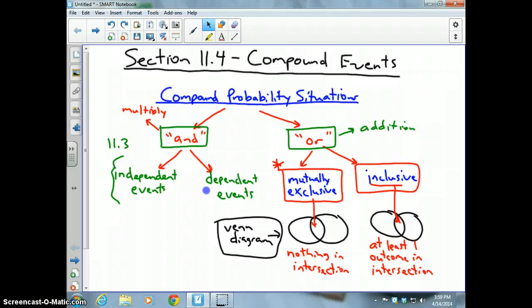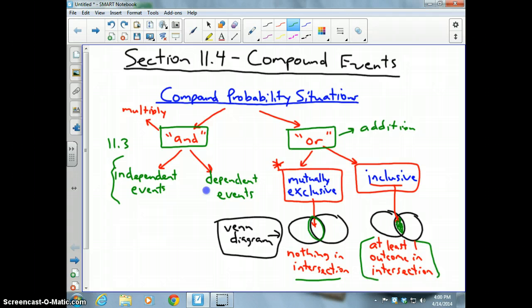First of all, if you have a mutually exclusive event, there will be nothing in the intersection area of the two circles, right in there. There won't be any outcomes. However, if you do have an inclusive situation, in the shaded area in green, you will have at least one outcome in that intersection. So make sure you understand that, and we'll talk about that as we go through this video.